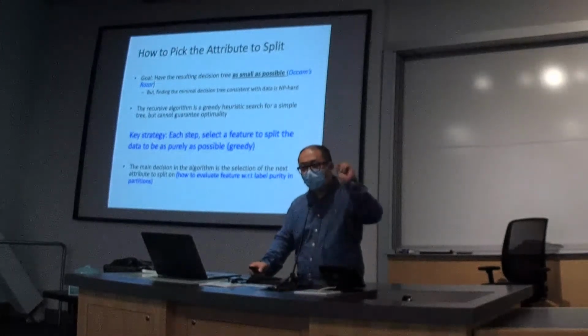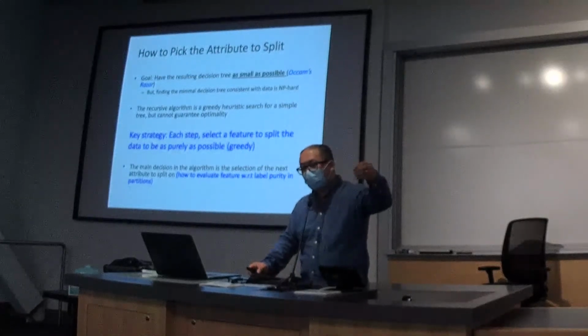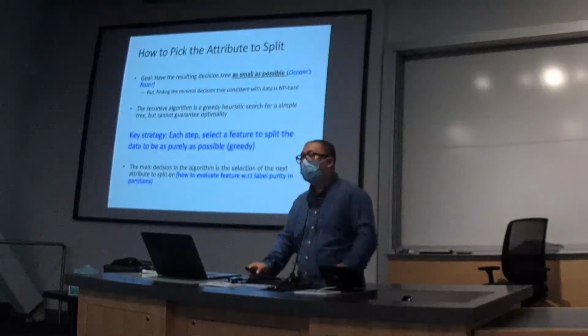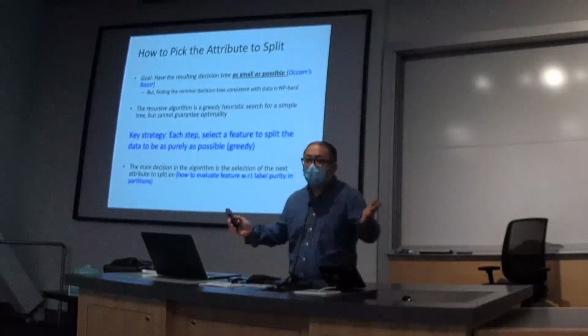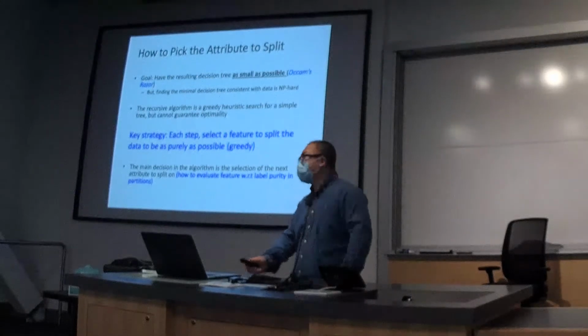Because each time I can find an attribute to split my data set, the improvement of the purity of the labels is the best. So I believe that after only a few steps, I can arrive at the leaf node, so I can stop. Overall, I get a small tree. But that doesn't guarantee you're going to end up with the really smallest tree among all possible trees. That's the key idea.